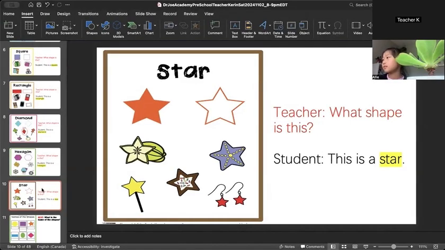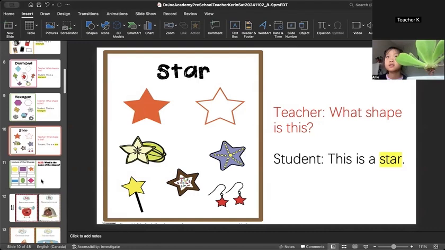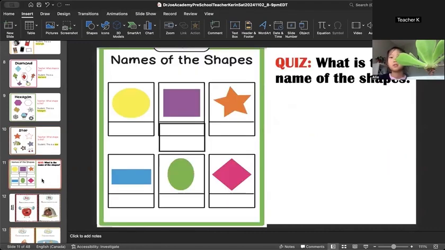Okay. So going on to our next one. Now, you are so familiar with your shapes. I'm not even going to quiz you because I'm assuming you know all the shapes. Do you know what shape this is? A circle. It looks like an oval. Yeah. A rectangle.